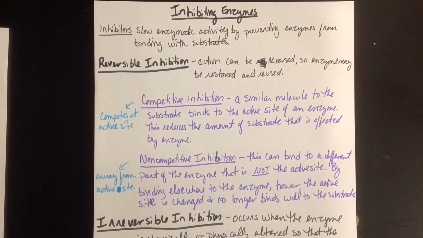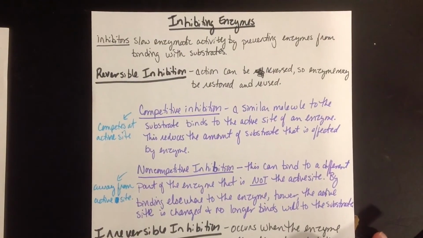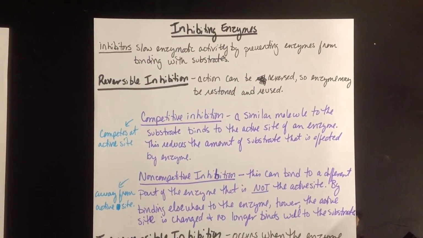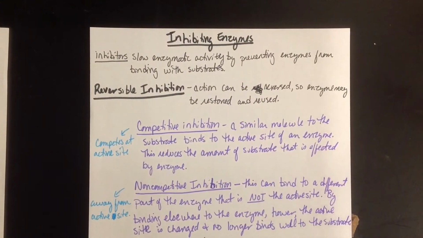Now, irreversible just shuts the whole thing down. So doesn't it make sense that your body doesn't want to have to remake enzymes very often? So it tends to use things that are reversible when possible. This is actually how a lot of drugs work as well. Okay, so an inhibition is basically a way to slow down the enzymatic activity by preventing enzymes from binding with substrates. So it's going to change the active site in some form.